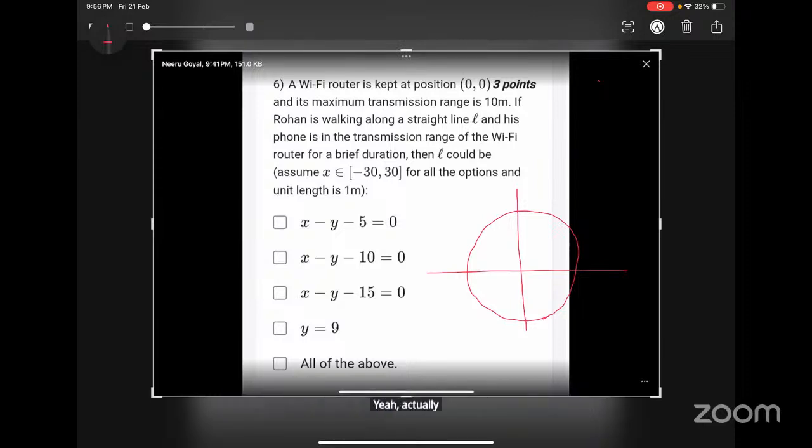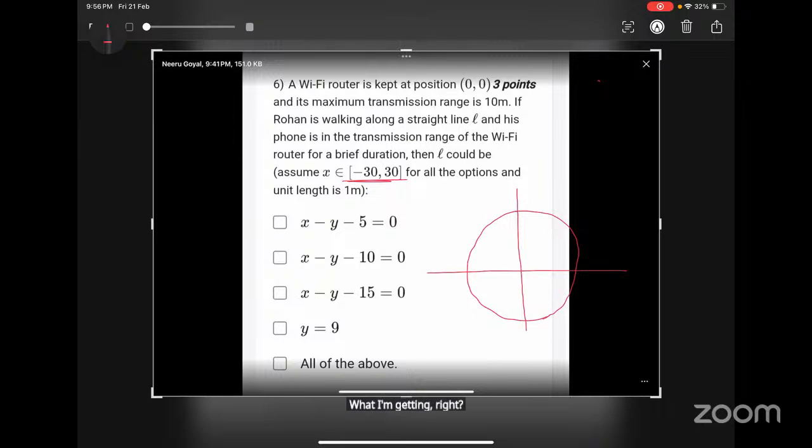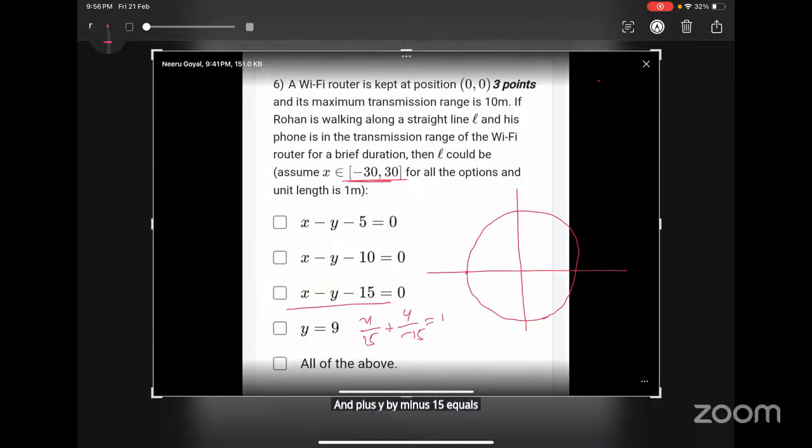Actually, we need to see that Rohan is moving towards the line and he is still inside the range. That means the whole line in this interval should be inside the range. If this is the range, this is our 10 and minus 10, and I draw this line first, it is x by 15 plus y by minus 15 equals 1. Y by minus 15 means this point and x by 15 means this point. So this line will be this.